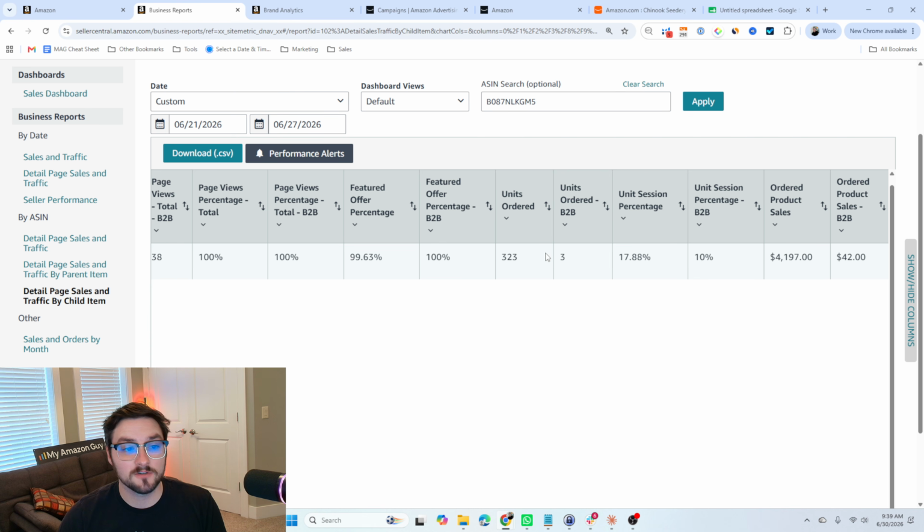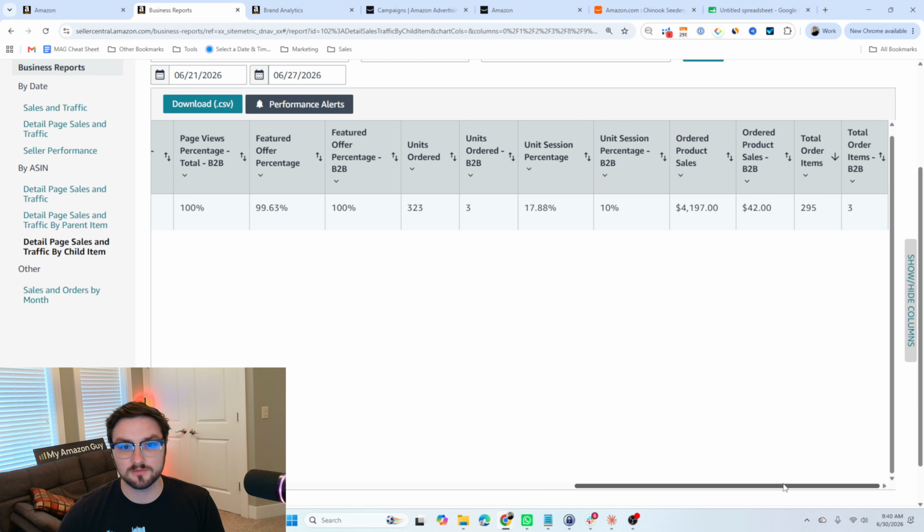So one of the first things that we need to understand here is what of this business report makes the most sense to utilize. So we're going to be using units ordered, and we're also going to be using the actual product sales. So very first thing when we're looking at this, we also can see here total order items. A lot of people will get confused by the order items, thinking they need to focus on that instead of units ordered. Promise you, focus on units ordered at the end of the day.